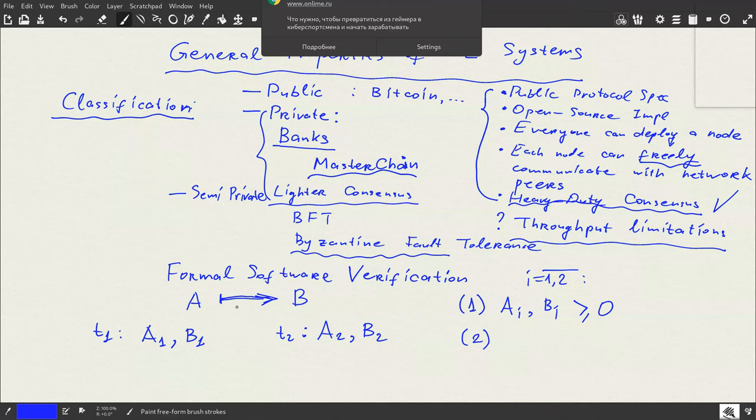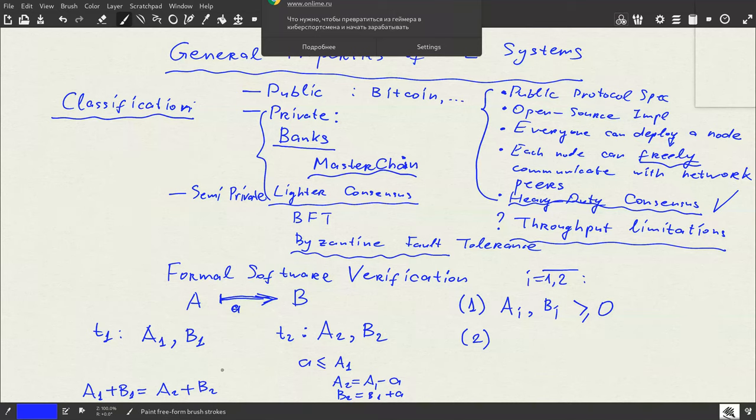If, for example, we transfer some amount a, then first of all, of course, a should be less than or equal to A1. We can't transfer more than it used to be. Then the amount at A is decremented by a, so A2 is simply A1 minus a, whereas B2 is B1 plus a, because the amount a is sent from account A to account B, which means that, unexpectedly enough, A1 plus B1 is equal to A2 plus B2. The total balance on two accounts is unchanged as a result of a transaction.